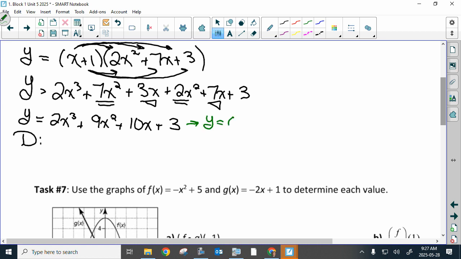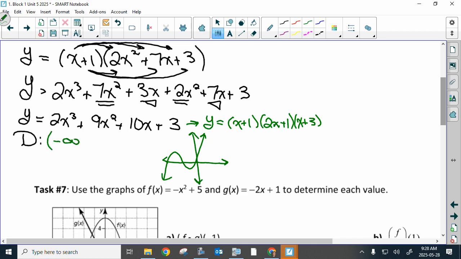Y is equal to x plus 1. When you factor this trinomial, I think it's 2x plus 1, x plus 3. Let me just double check this. 2x squared plus 6x plus 1x, yeah. So then all of these are x-intercepts, and if you wanted to see that, you could type it into your calculator too, right? This is going to be a rise to the right polynomial function, cubic function.